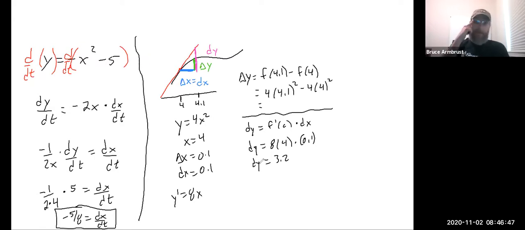Even here, notice that dy was way easier to find. Like I was able to actually calculate that without too much trouble. This one I still got to think a little bit. Oh, I got my calculator here. Hold on, I'll get that number. So we have 4 times 4.1 squared minus 64, which is 3.24.